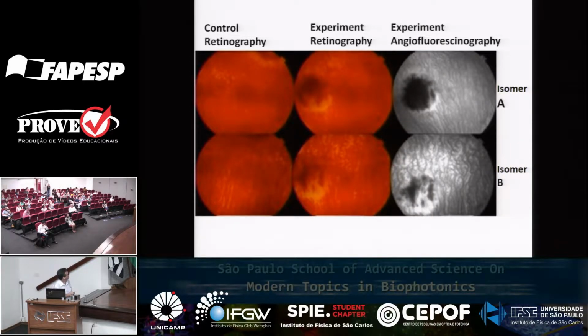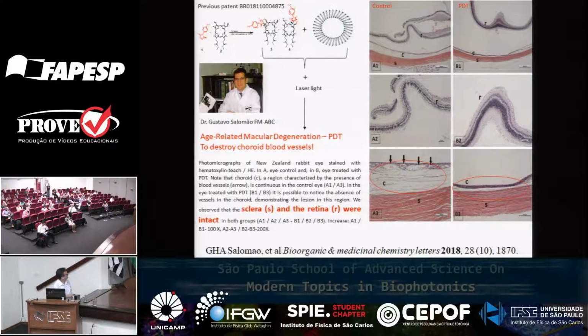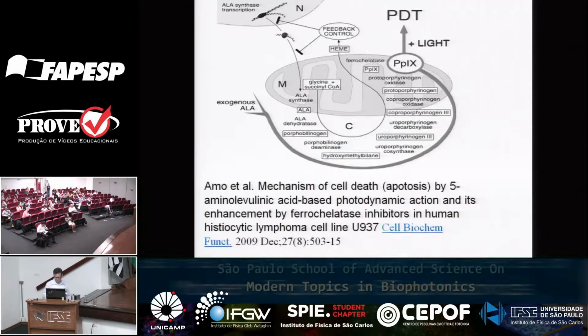this is the exams that are usually done in retina studies. And so they saw there was blocking of the vasculature in this region that's supposed to be. And when you do histopathology, this is the vasculature that has to be destroyed for treating AMD. And you see this was done, but the retina and the sclera, the other organs that have to be kept, were not damaged.